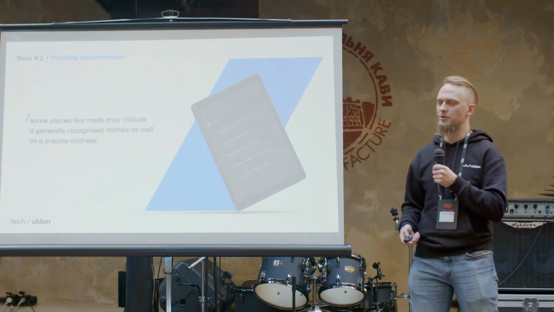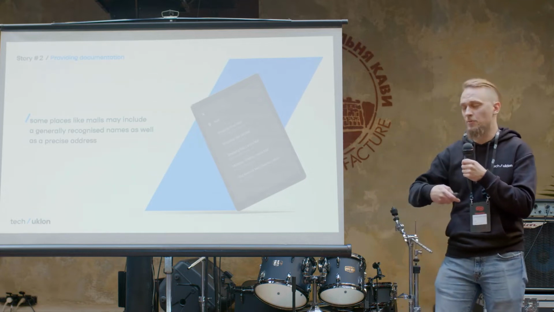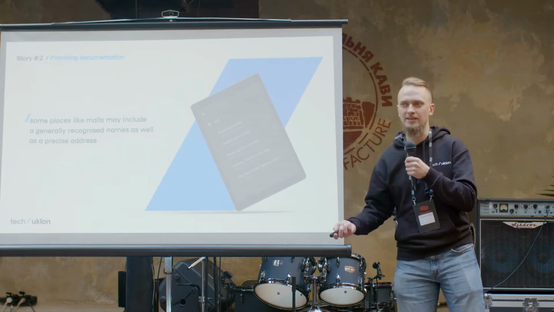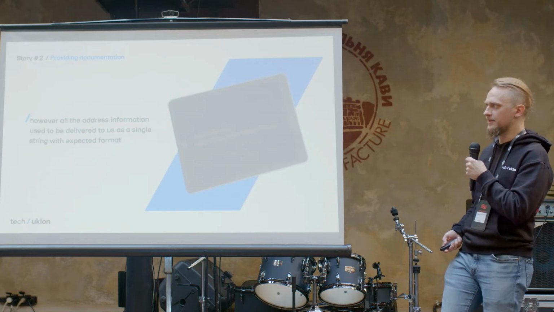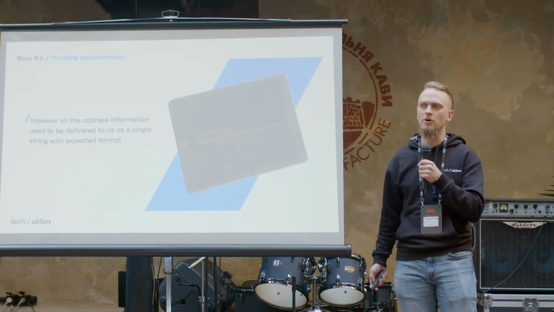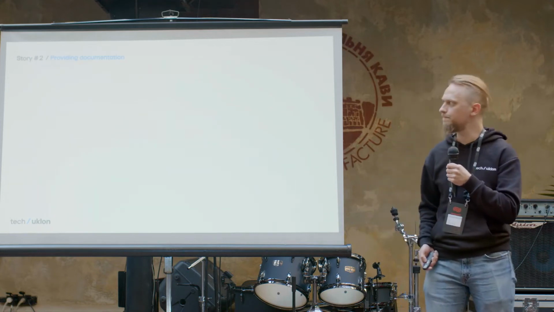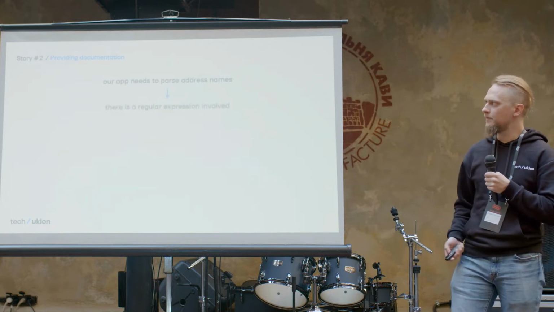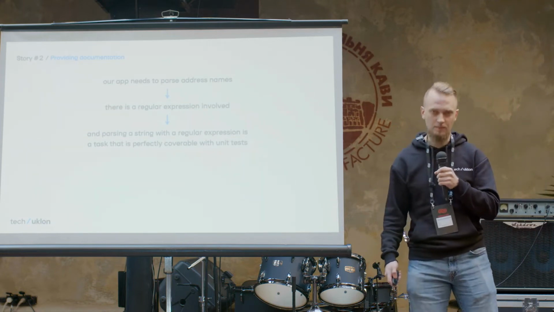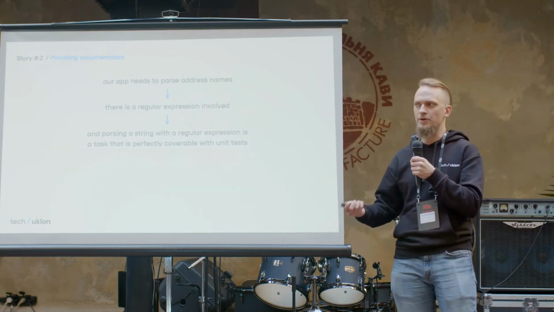Also, if you want to request a ride to, say, a mall, it is helpful for both parties to see the generally recognized name for the mall, but also to see the exact address. And this information used to be delivered to the front end as a single string with a semi-expected format. And so it was the responsibility of the front end to parse the string, which we did with the help of a regular expression. And by the way, parsing a string with a regular expression or without it is a task perfectly coverable with a unit test.